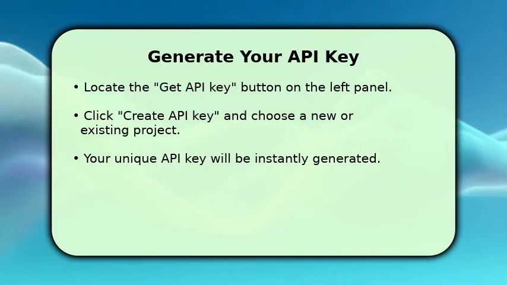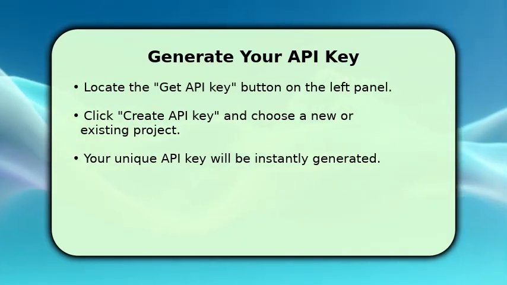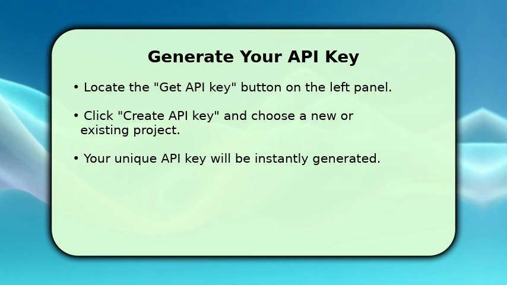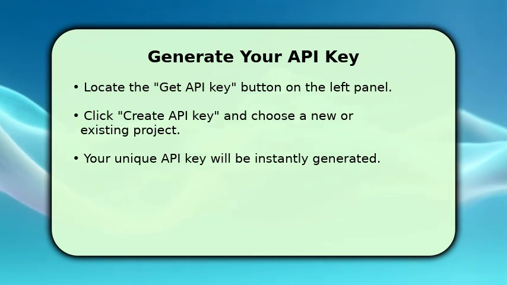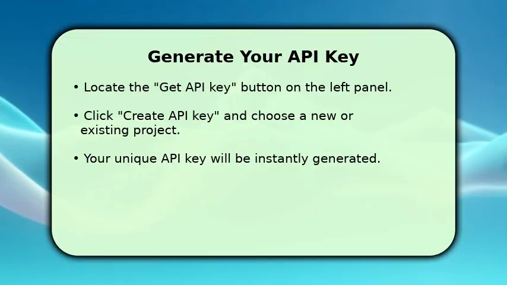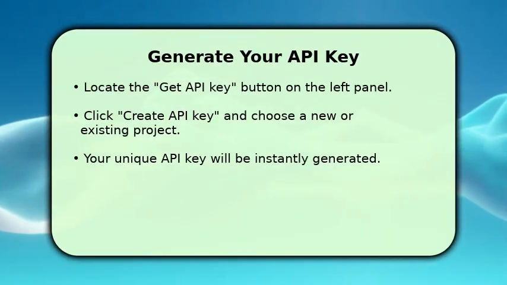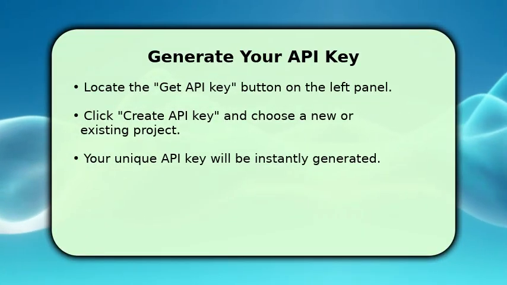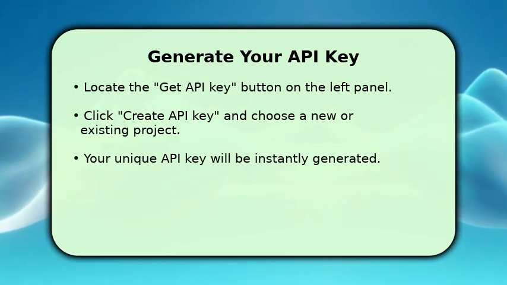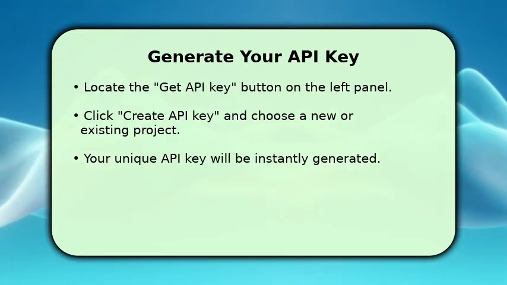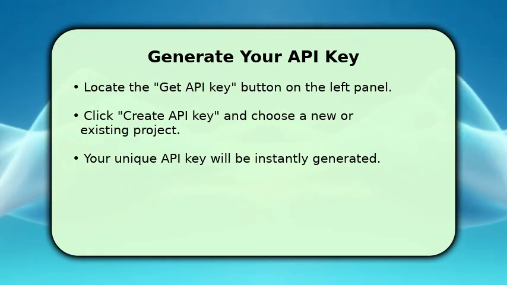Once inside Google AI Studio, look for the Get API Key button, typically found on the left-hand navigation panel. Clicking this will lead you to the key generation page. You will then select Create API Key and have the option to associate it with a new or existing project. In moments, your unique API key, a long string of characters, will be generated and displayed for you.